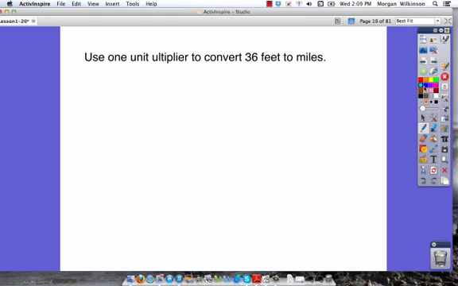Okay, our next type of problem and our last type of problem in this lesson is to use 1 unit multiplier. So we'll add that m in there, multiplier, to convert 36 feet to miles. Now, 36 feet is not going to be very many miles. We know that because there's 5,280 feet in 1 mile. And you should know that.